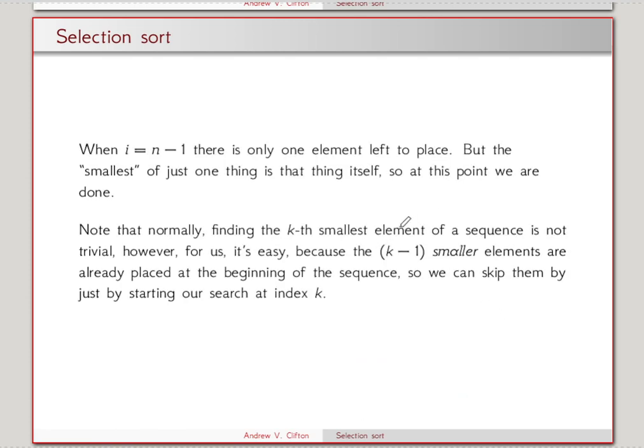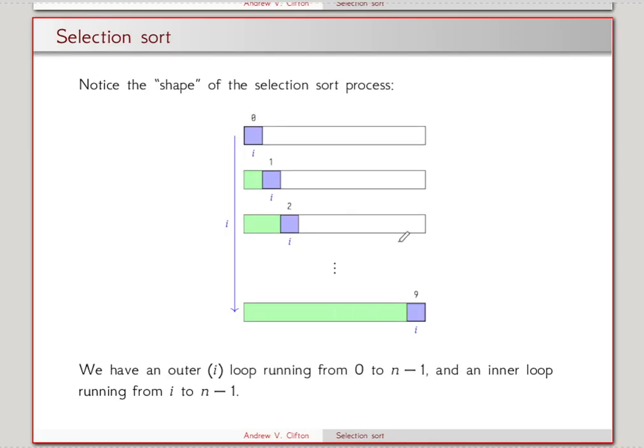When i is n minus 1, there's only one thing left, right? So we're like, hey, what's the smallest of just one thing? Well, that's got to be the thing itself. So at that point, we're sort of done. Normally finding the kth smallest element of a sequence is not trivial, but for us it's easy because we've already got the smaller elements tucked away off to the side here, so we don't need to worry about them.